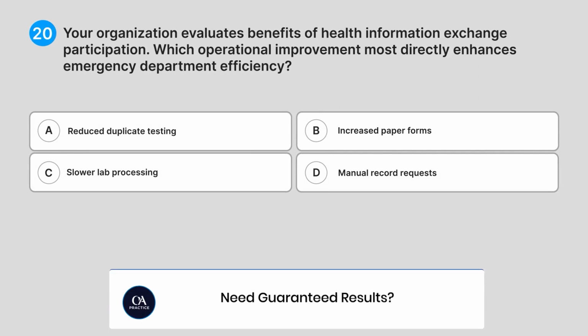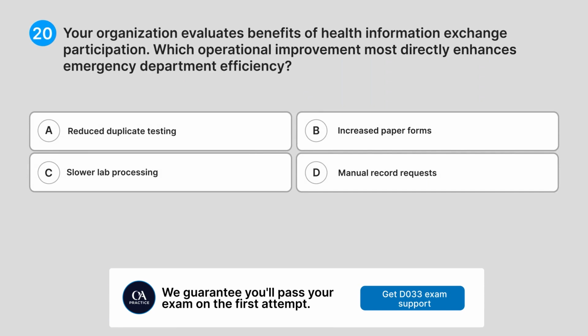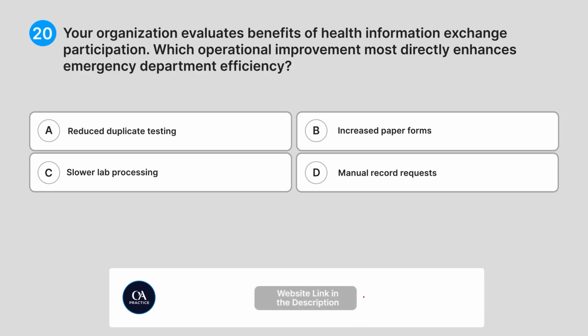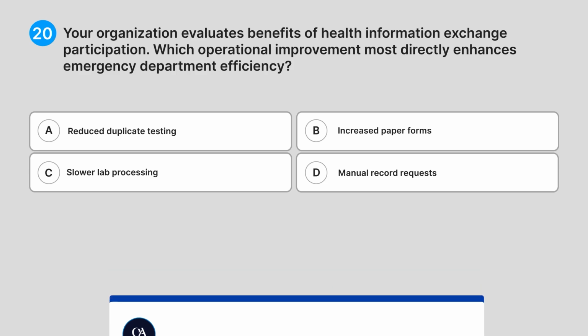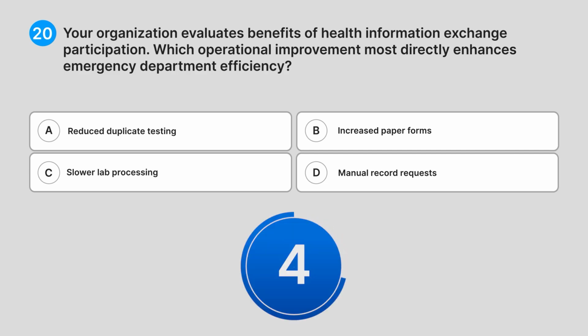20. Your organization evaluates benefits of health information exchange participation. Which operational improvement most directly enhances emergency department efficiency? A. Reduced duplicate testing. B. Increased paper forms. C. Slower lab processing. D. Manual record requests. Do you know the answer?